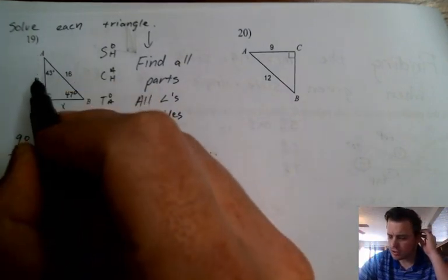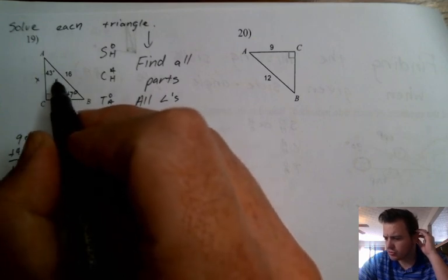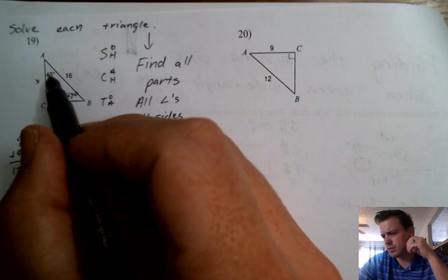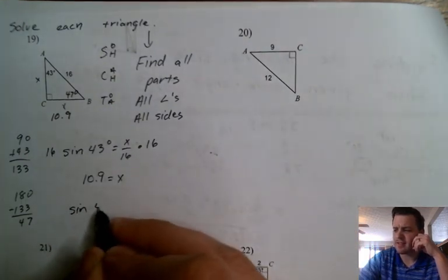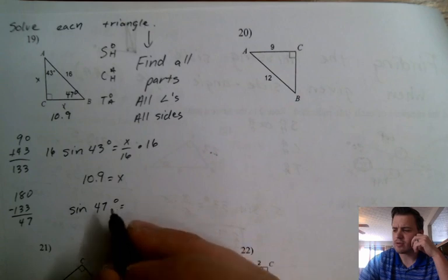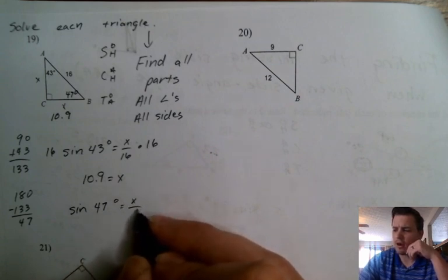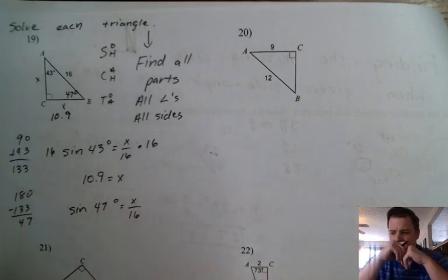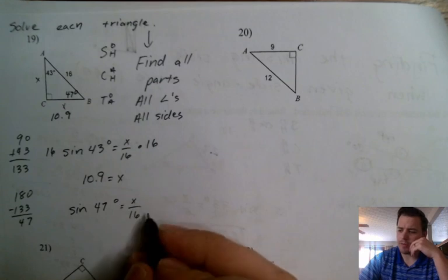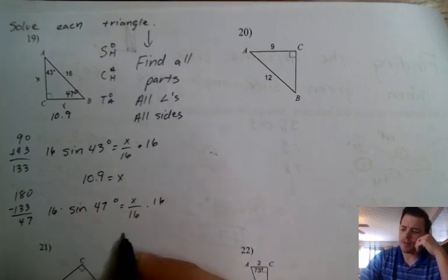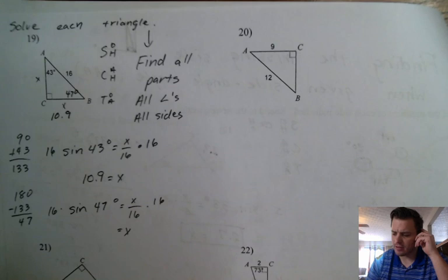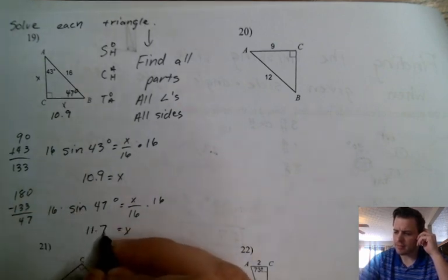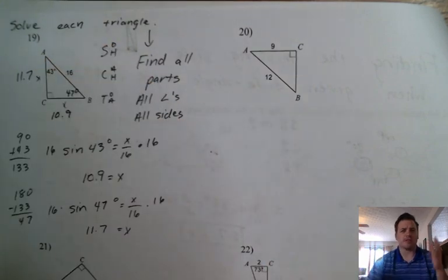So I am going to use this right here. If I'm trying to find this, I'm going to use opposite over hypotenuse. So I'm going to say sine of 47 degrees is equal to opposite x over hypotenuse, which is 16. I multiply both sides by 16. x is equal to 16 sine of 47 degrees, and I get it to be 11.7. And I've just completed. I have all three sides. I have all three angles. I've solved the triangle.